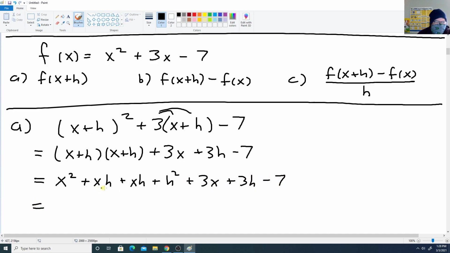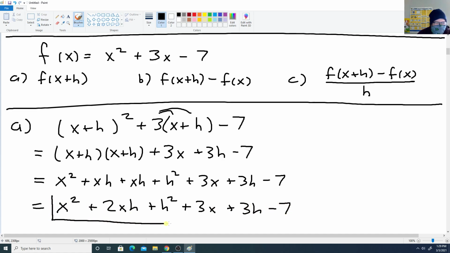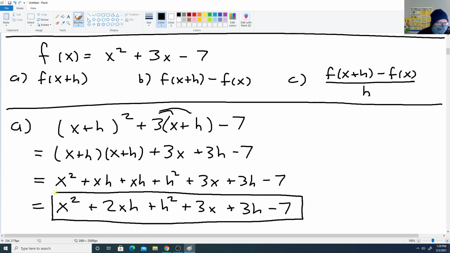Combine like terms, which really just is adding the xh plus the other xh. We get x squared plus 2xh plus h squared plus 3x plus 3h minus 7. This is my part A answer. This is f of x plus h. So a little bit longer than the previous one because we had to FOIL out the first term.